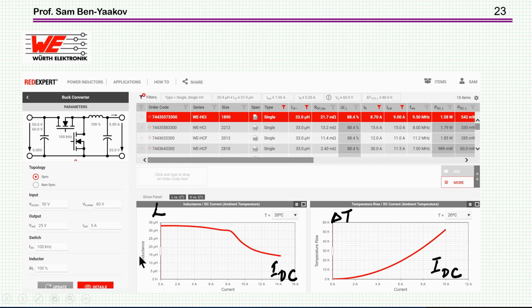As I've said, other vendors have similar tools, and here is the Würth tool, the RedExpert. In this particular case, we actually have a synchronous buck converter. Again, you can put in the parameters and then choose one of the inductors that are suggested, which I did. This is the red one. And you get some basic information, the change of inductance with DC. By the way, this break here suggests that perhaps this is based on actual measurements, not just estimation, because this would be typical of experimental results, but I'm not sure about that. And here is the increase in temperature as a function of the DC current.